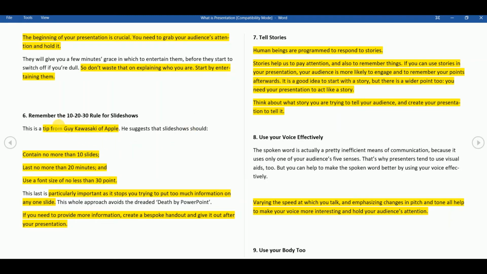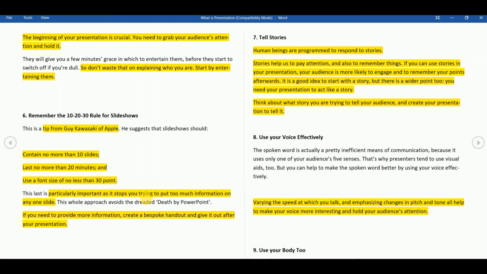So then the sixth thing is the rule that was given by Guy Kawasaki of Apple. This is the 10-20-30 rule. What he suggested was that you must have not more than 10 slides, and this whole thing must last not more than 20 minutes, and you have to use font size that is not less than 30 points. The idea is that he is trying to encourage us to keep things simple, to avoid making our presentation look like a notebook.